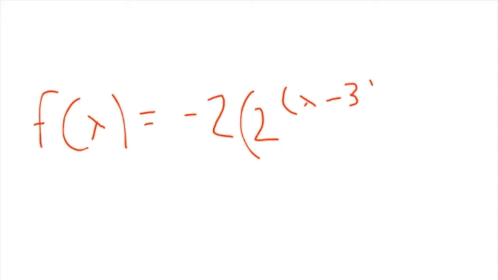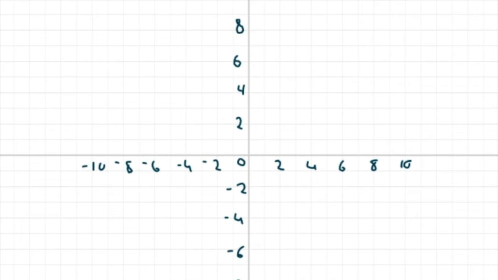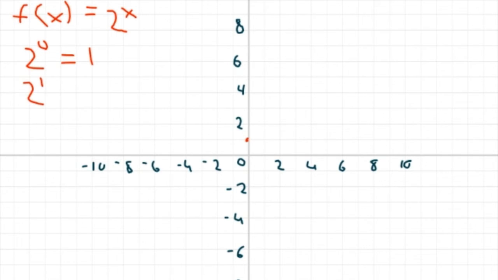For example, let's look at the equation f(x) equals negative 2 times 2 to the power of (x minus 3) plus 4. We'll first start off by graphing the base graph, which is f(x) equals 2 to the power of x. So 2 to the power of 0 equals 1, so that will be your first point. And then 2 to the power of 1 equals 2. That will be our second point. We keep doing it until we have our complete graph.